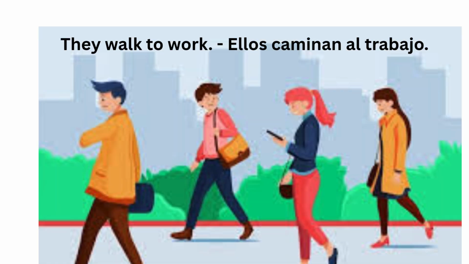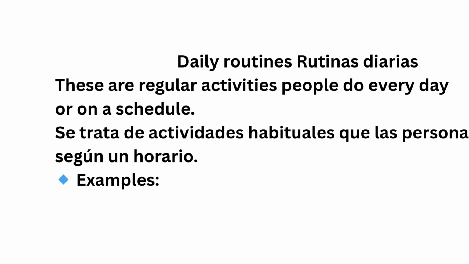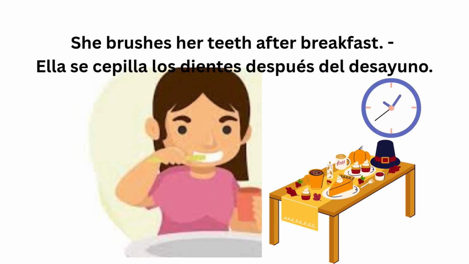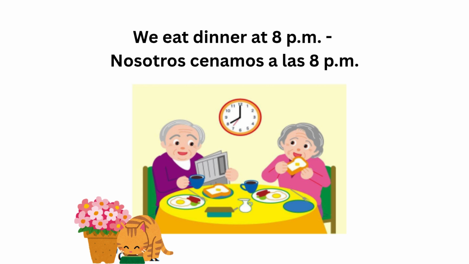Number 4. Daily routines. These are regular activities people do every day or on a schedule. Examples. I wake up at 7 a.m. She brushes her teeth after breakfast. We eat dinner at 8 p.m.